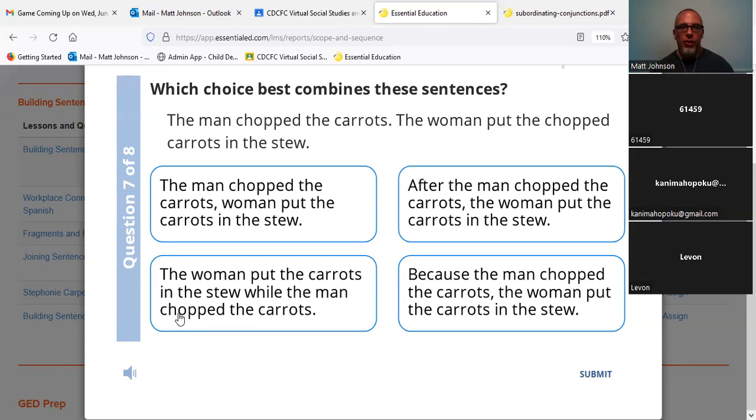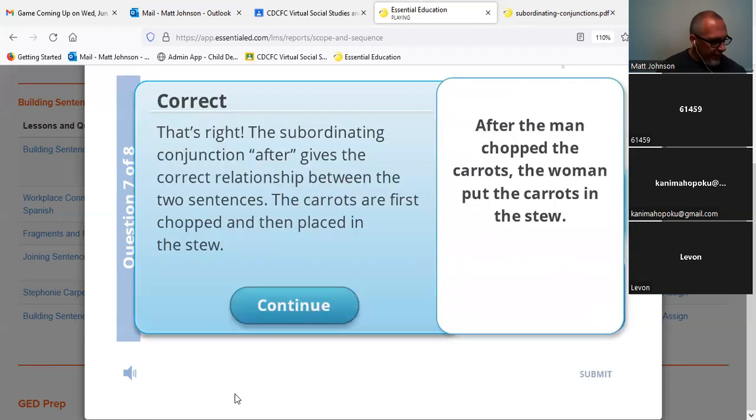And then on that third one, the woman put the carrots in the stew while the man chopped the carrots. Well, it's hard to put them in the stew while he's chopping them, unless you want to maybe lose a fingertip, right? Those things are not happening simultaneously. So after the man chopped the carrots, the woman put them in the stew.